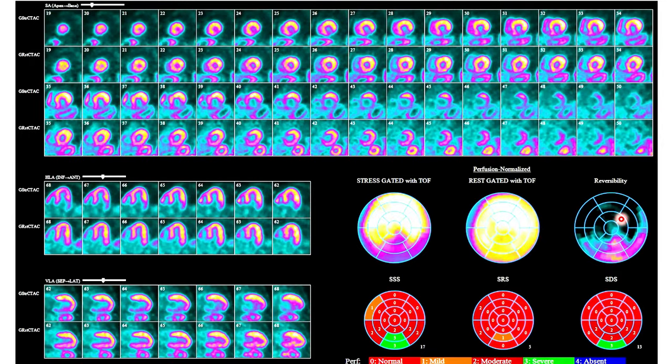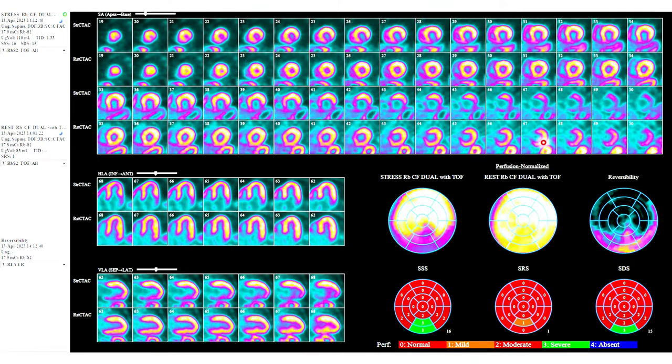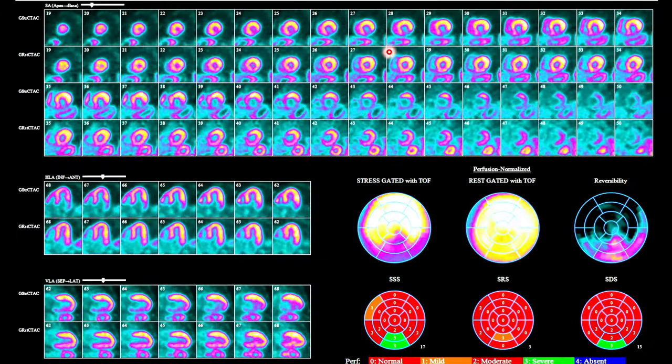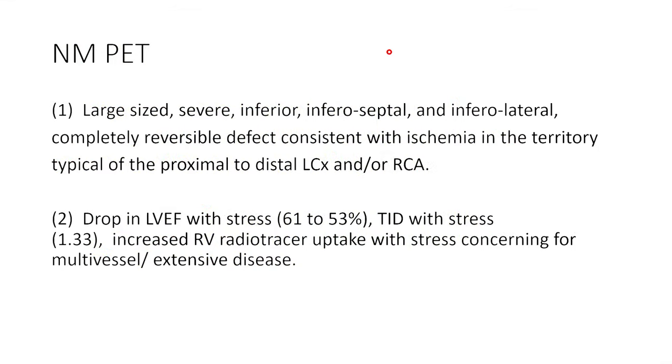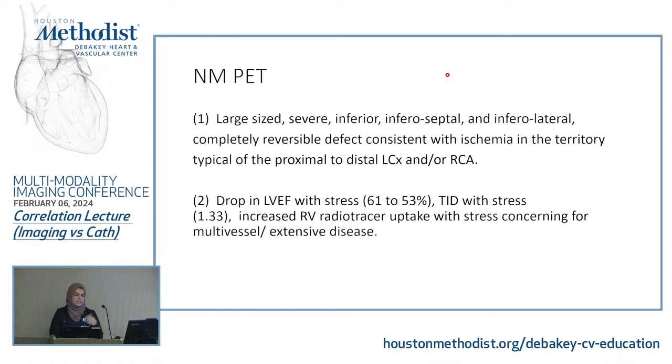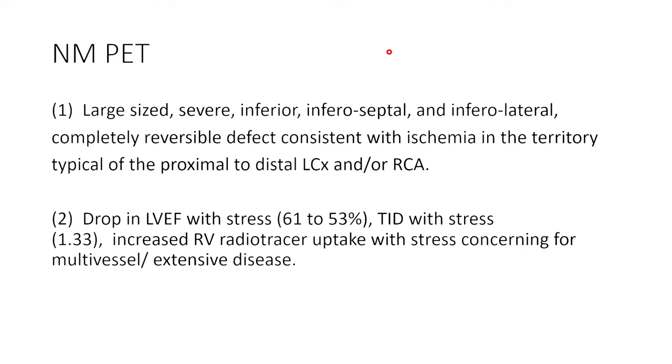Another thing I want to point out on our static images is that the RV uptake is more intense on stress versus rest, which is also a marker of high-risk stenosis or multivessel disease. It's not very specific, but putting it all together, we read a large-size reversible defect, like Victor mentioned, looking like single-vessel disease. However, incorporating that the EF dropped with stress, there was TID, which is cavity dilation with stress, and there was increased RV uptake, this was concerning for multivessel extensive disease.